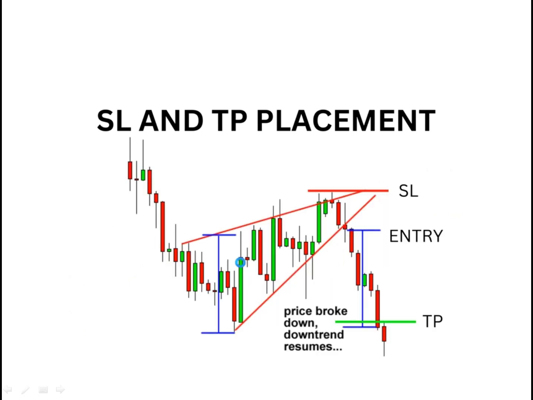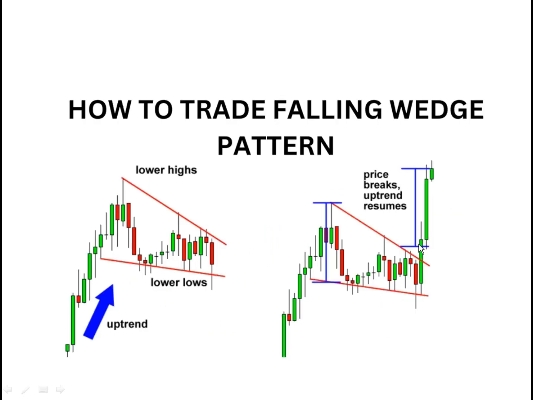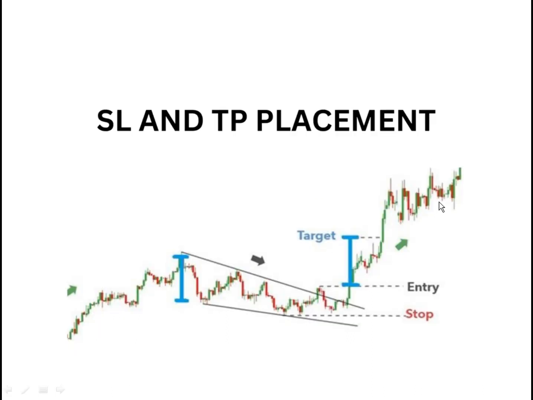So in the previous example, if you entered here, you're gonna have to set your stop loss below the structure, below the pullback, right? And then your take profit has to be the same size as the wedge pattern. So if the wedge pattern is for example 50 pips, then your take profit from your entry to your take profit should be 50 pips, right? So you can see here, if you copy and paste the length of the wedge and put it here, you see that it's the same size. That should be your take profit, and your stop loss should be below the low.